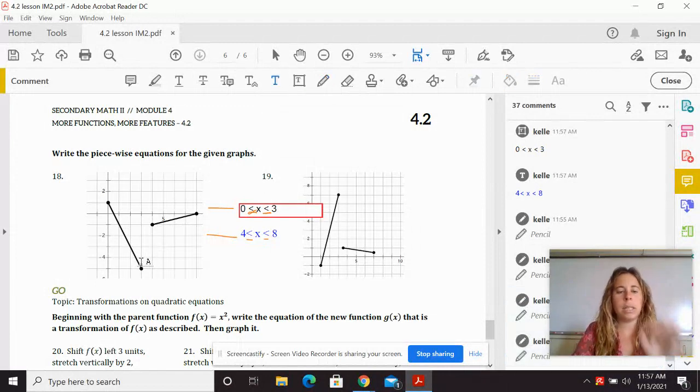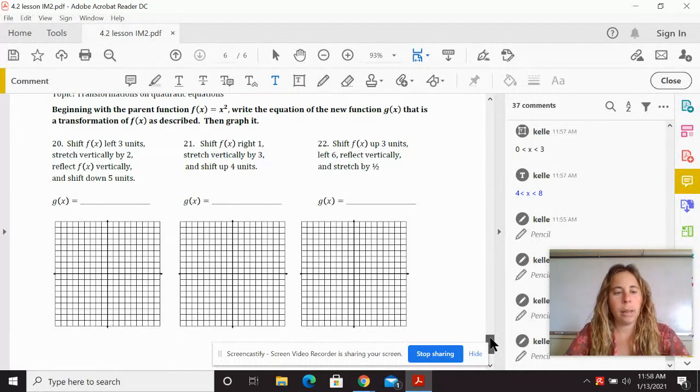So this is discontinuous. There are no values for x between 3 and 4. There's nothing there. There's no values for x in between those. Okay, so at 19, you're going to do that. And then the last three are review from Unit 2, shifting parabolas, transforming parabolas, that's the word.